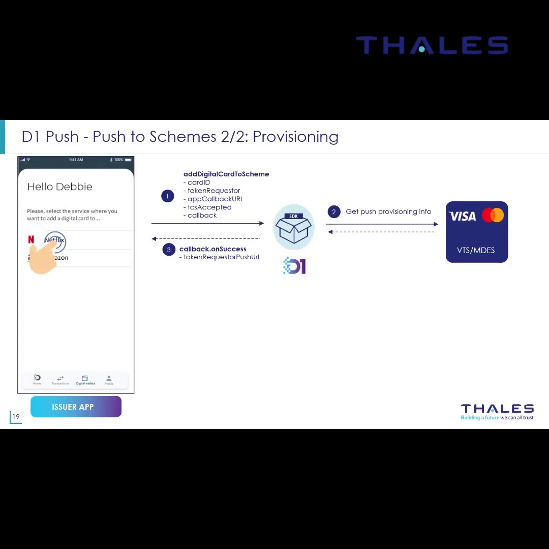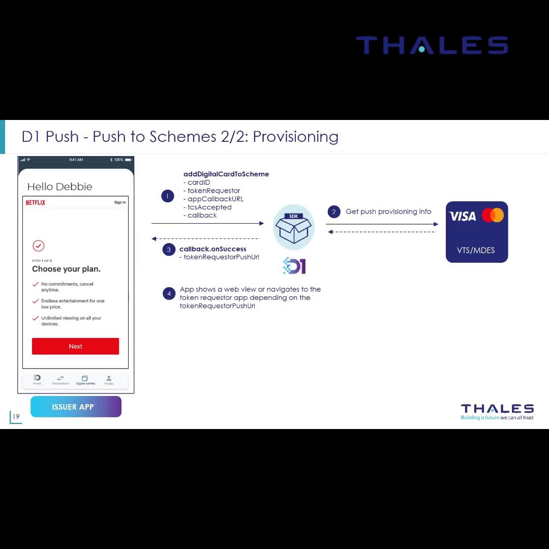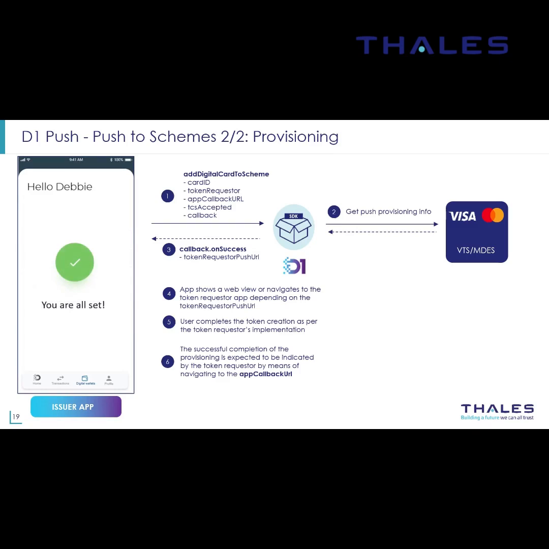This URI could be either a website URL or an application deep link, depending on the token requester's implementation. If the push URI is a website, the application has to support a web view in order to manage it properly. When the token requester's app or website is presented, the end user experience is mostly dependent on the token requester's implementation of the process. Once the token requester completes the card tokenization, it sends the end user back to the issuer's app via the app callback URL provided by the issuer application at the point of the API call.